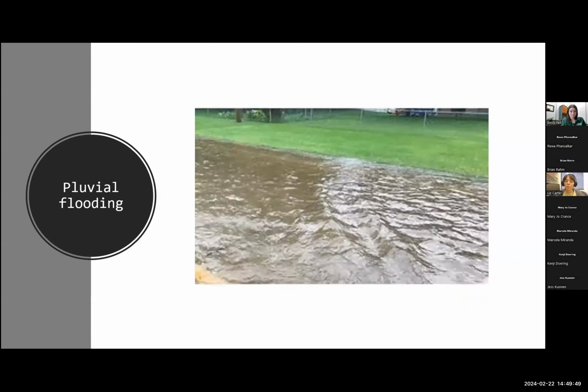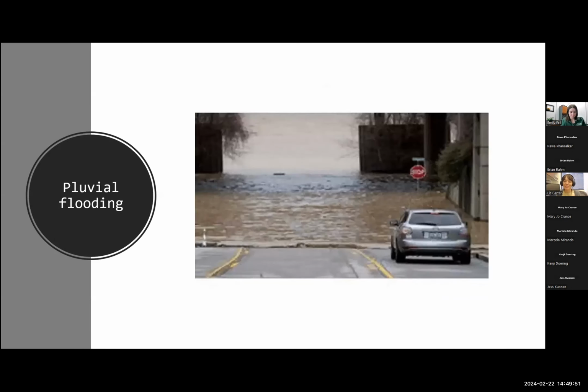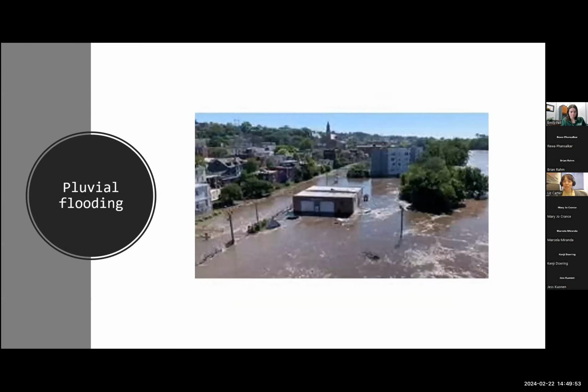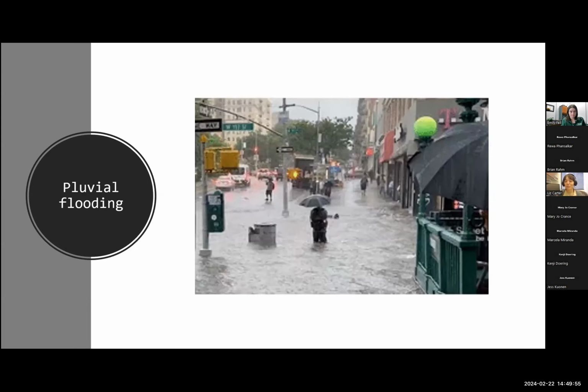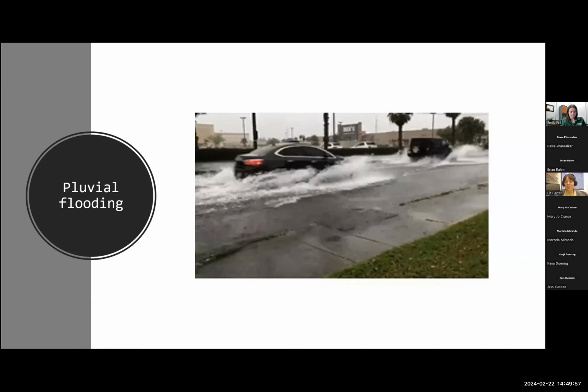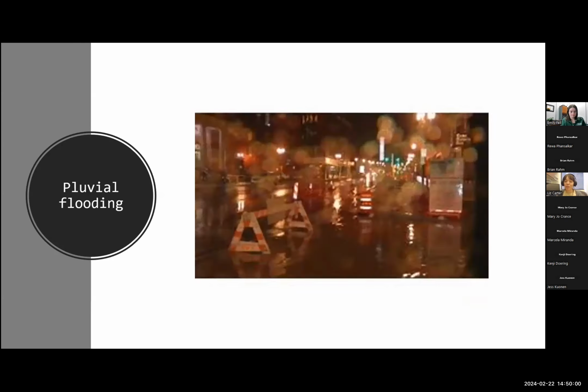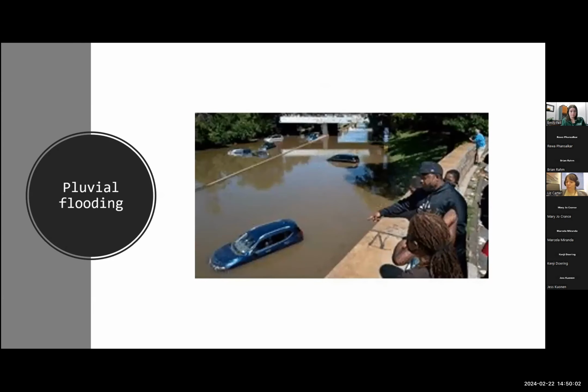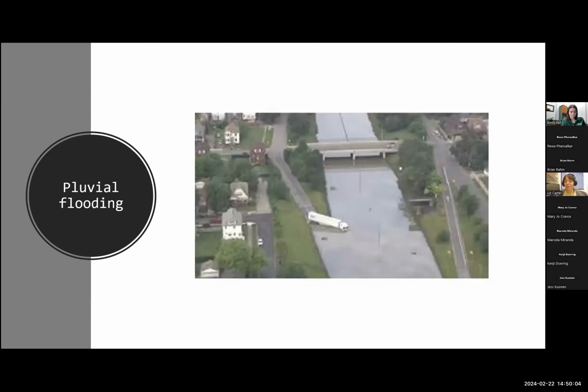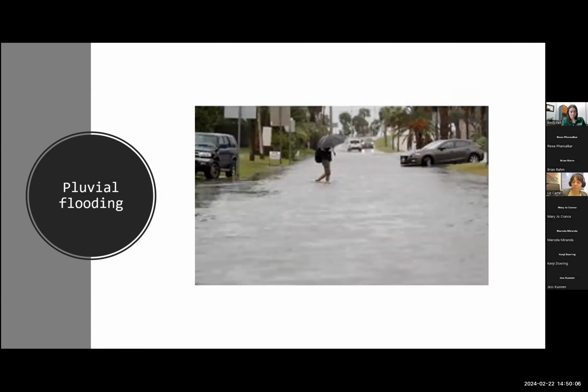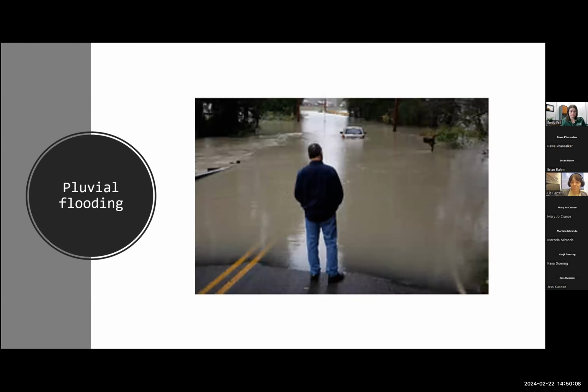So now I'm going to talk about pluvial flooding. This is the type of flooding that occurs locally just because the rain fell faster than the ground and sewer systems could take it away. And pluvial flooding impacts more people, costs more money, and has more persistent health impacts associated with it than other types of flooding.